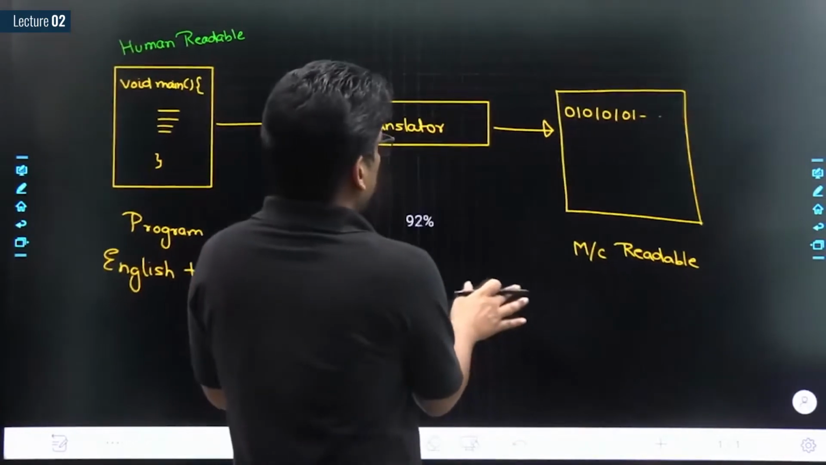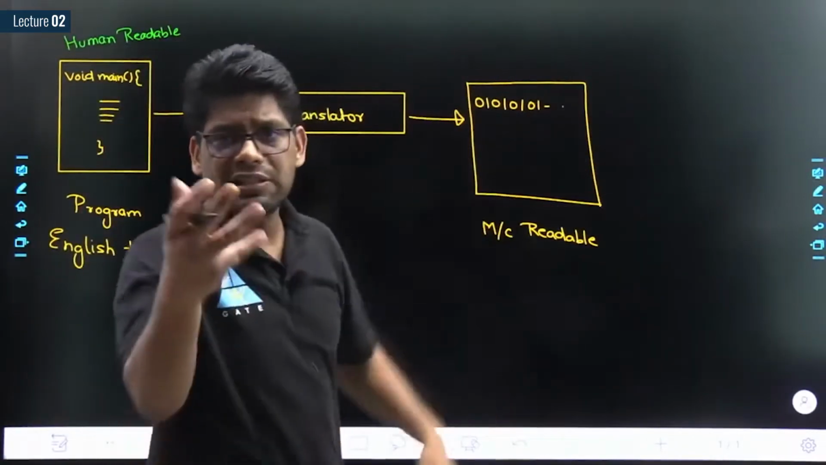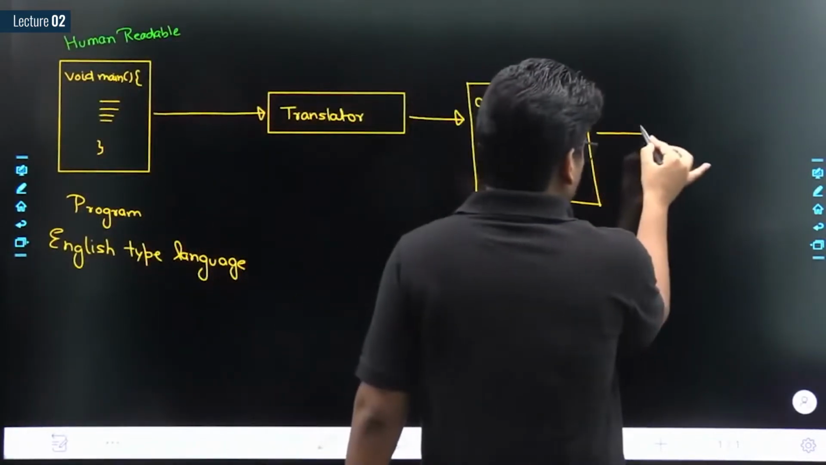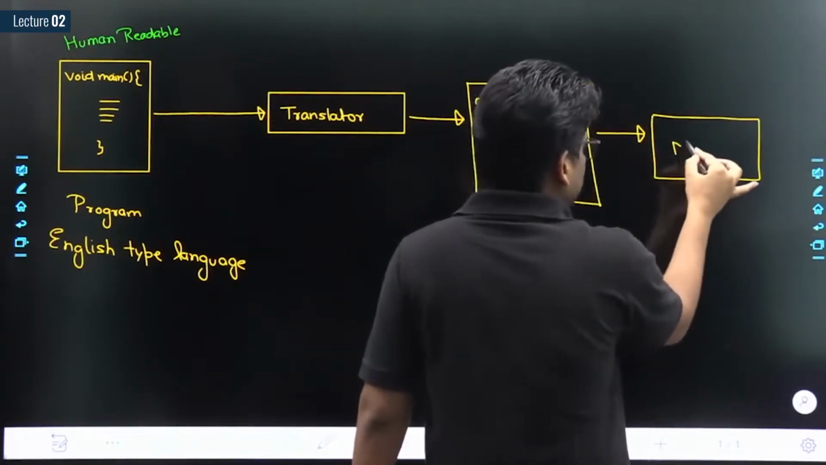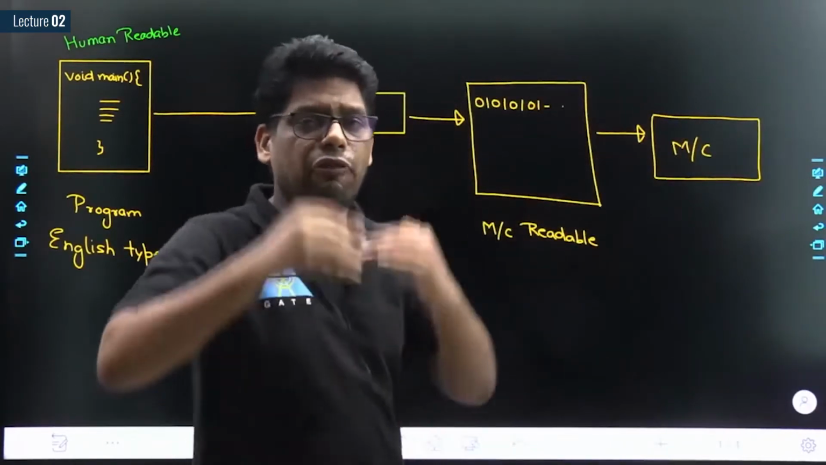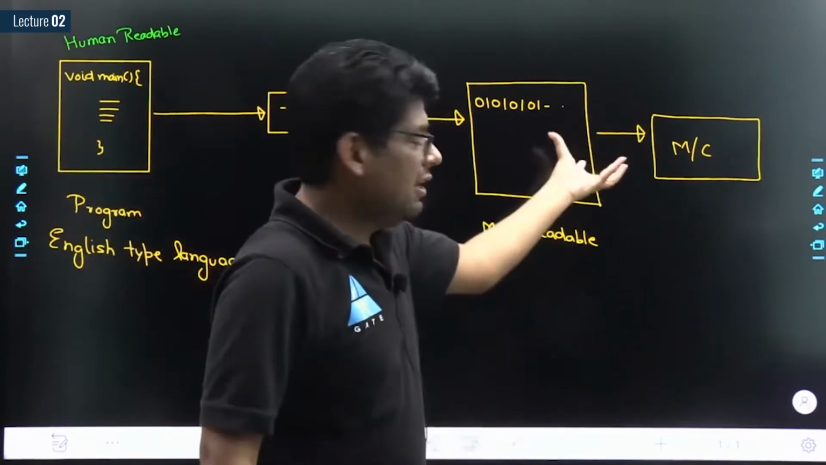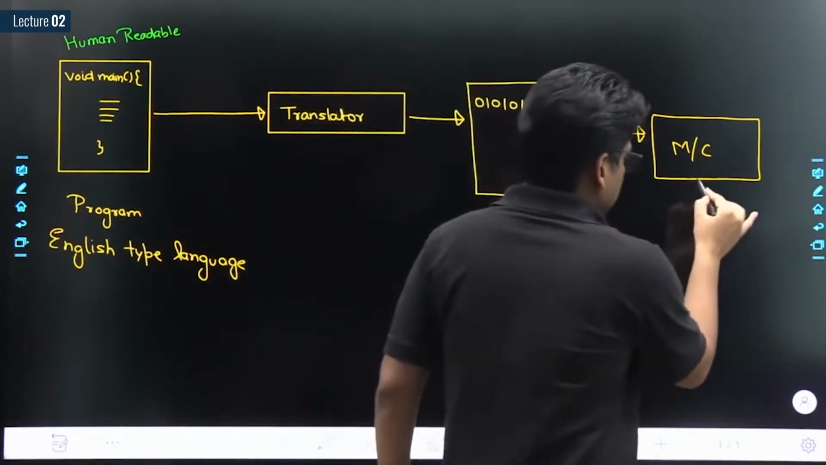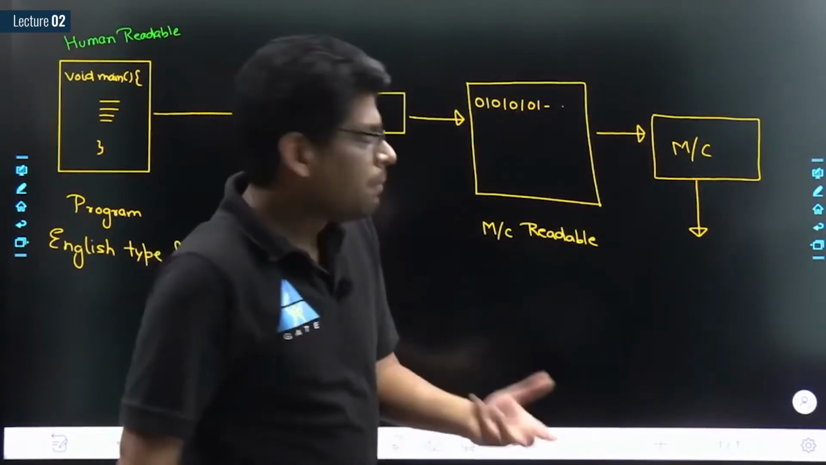Now, I need to ask one question. Can I give this program to a machine? Yes, of course. That means this program can now be given to any machine, and the machine will execute this program. Basically, the machine will follow the instructions written by the programmer, and the machine will provide you the output.